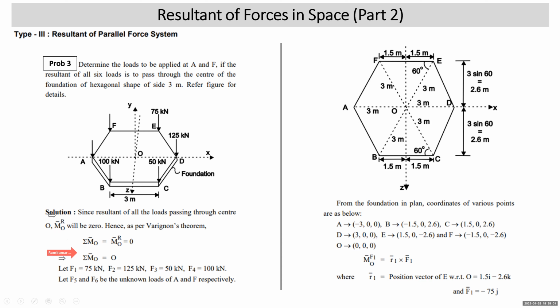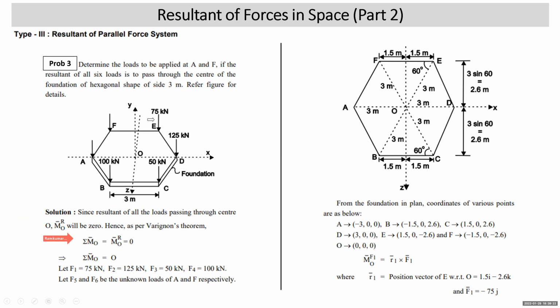Hope you all are understanding. This is an important concept to solve this sum. I repeat again, the resultant of all the loads is passing through O. If the resultant is passing through O, the moment resultant about O is 0. As per Varignon's theorem, sigma MO is equal to MRO. Since MRO is 0, sigma MO will also be 0.